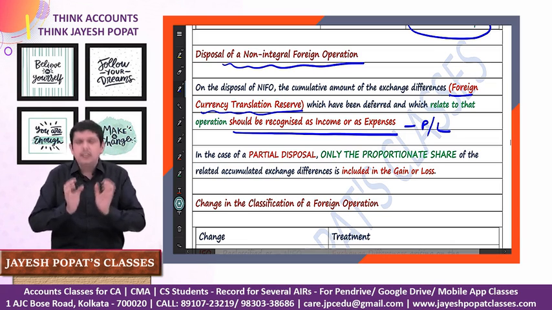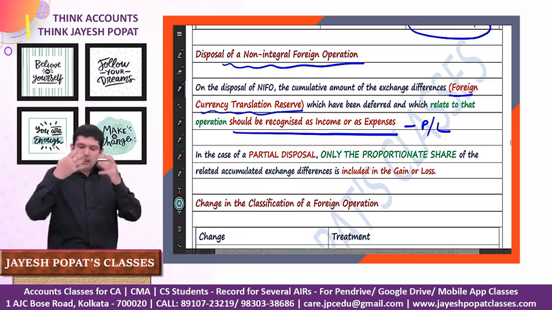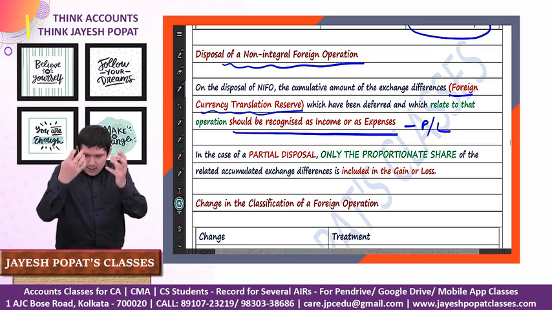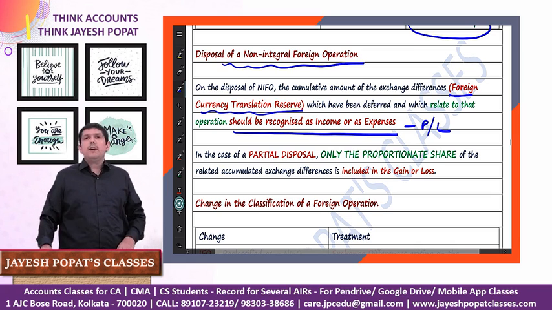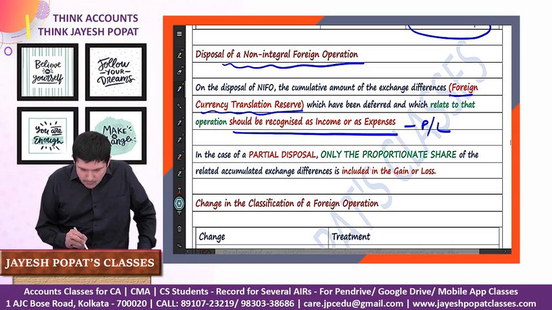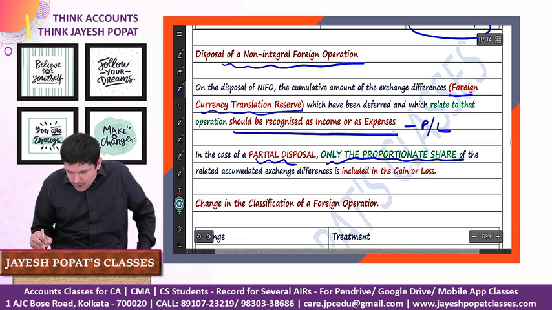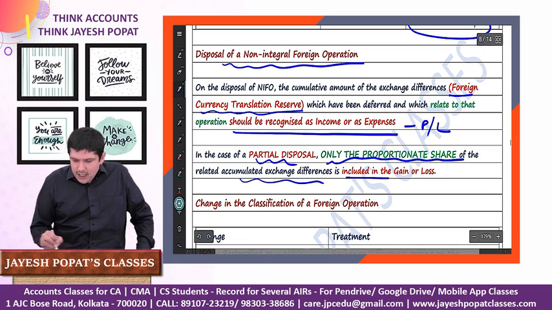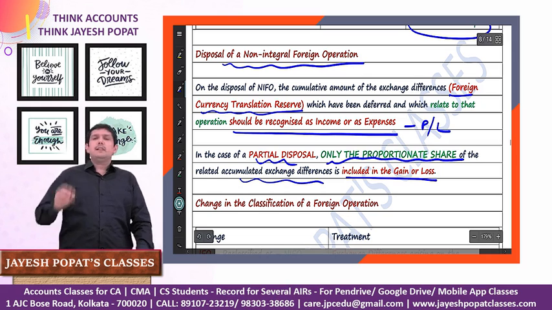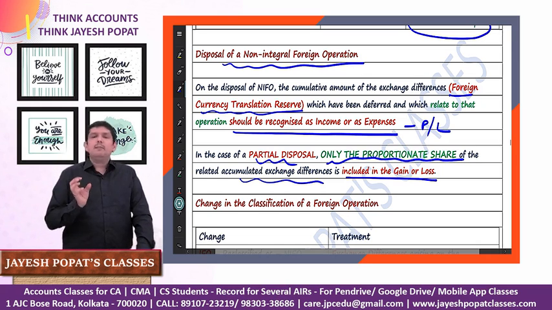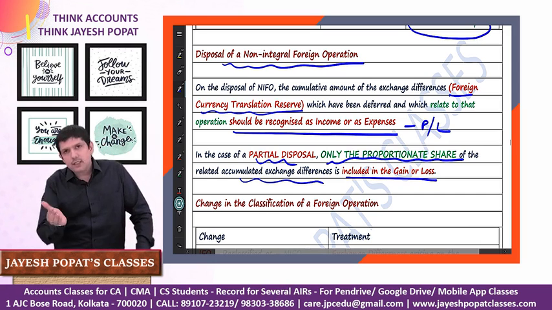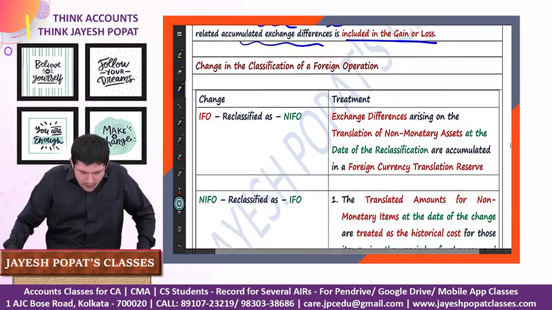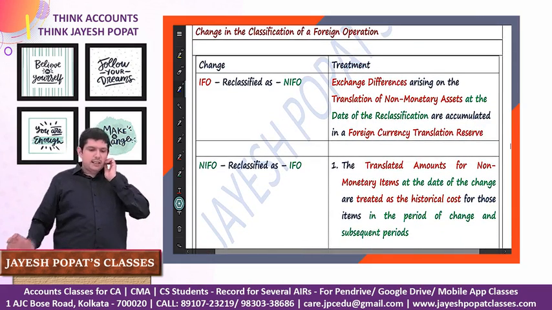But if partial disposal is done, maybe I am holding 50% in a particular thing, I sell 25%, and the remaining 25% is with me. In case of partial disposal, only the proportionate share of the FCTR will be transferred to PL. So maybe there's a balance of 100 in my FCTR and I have sold 50%, and 50% is still left with me. 50 will be transferred to PL and 50 will still remain in the FCTR account.